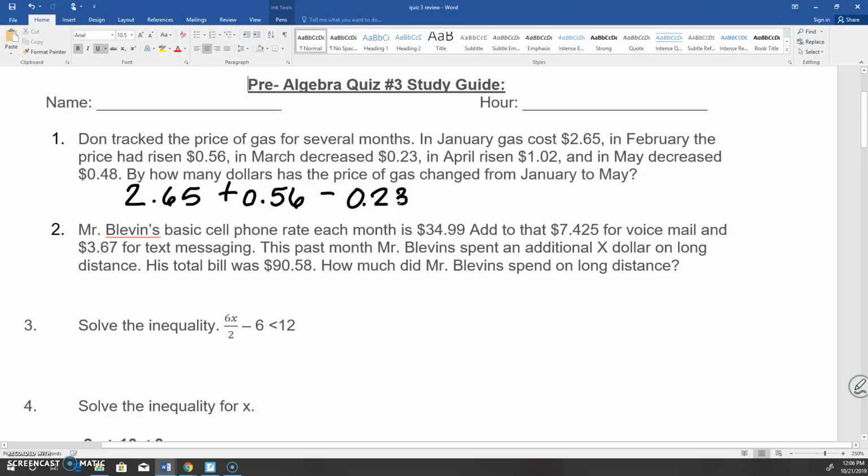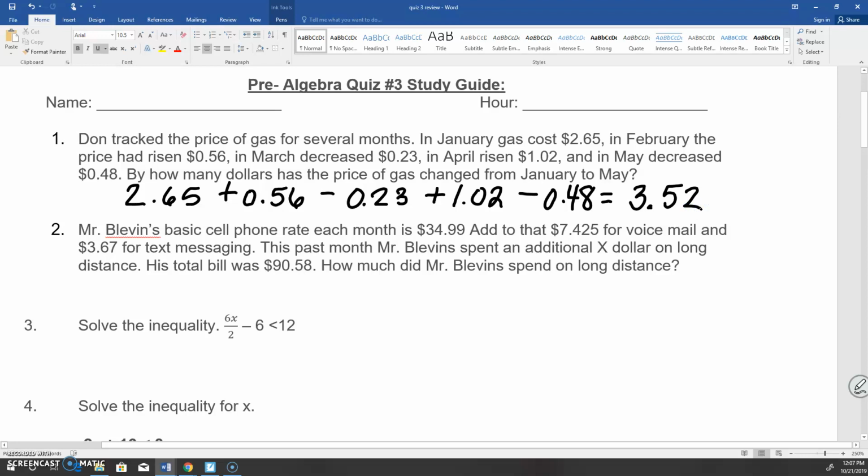23 cents. In April, it rose $1.02, and in May, it decreased by 48 cents. So, if you find the new price of gas, what would it be? $3.52.